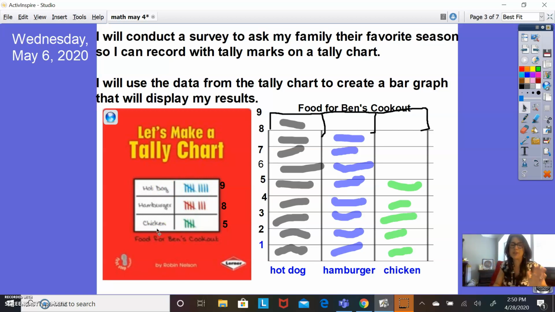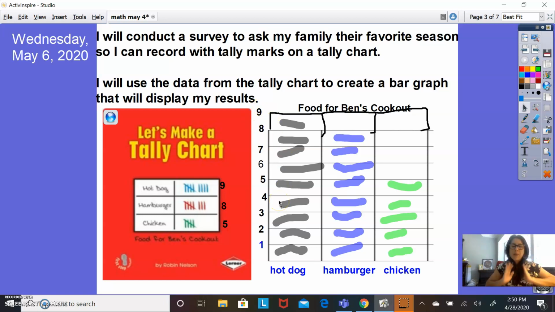So now I take this information from my tally chart that I created, and I take it and I create a bar graph, and this is our bar graph. We know a bar graph also has a title, Food for Ben's Cookout. Our answer choices are listed here. Our bar graph goes up and down in this particular case. It goes up and down for this, the one that we created this week. And the amounts go here. We start with number 1, and then we go up to the highest number based on the data that we collected. And we know the highest number is 9, so we went all the way up to 9.